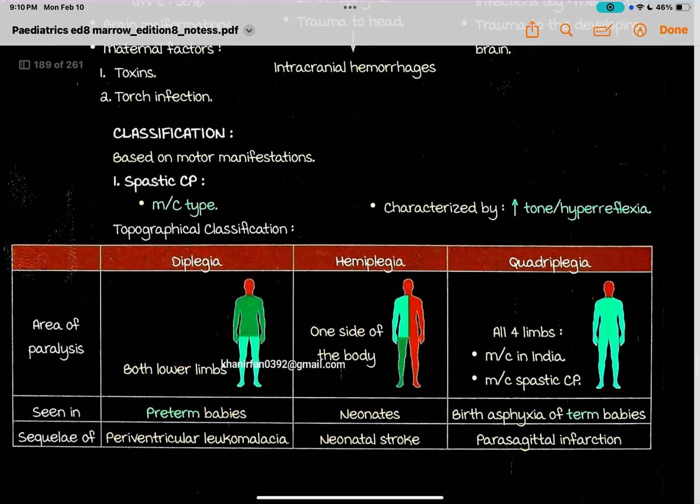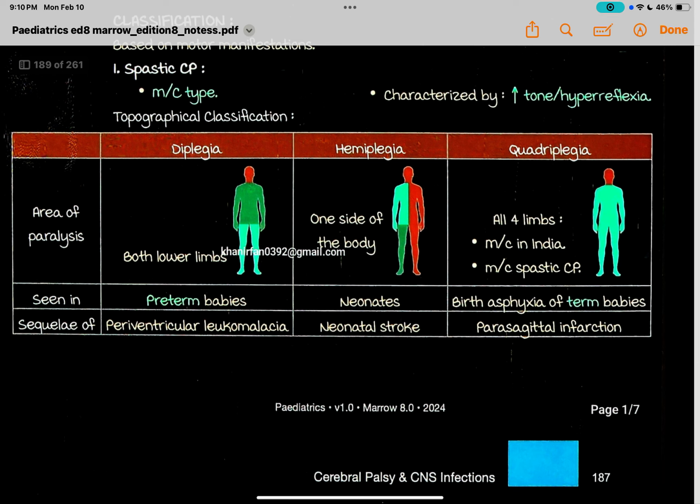Topographical classification, area of paralysis: diplegia, both legs; hemiplegia, one side of the body; quadriplegia, all four limbs, which is most common in India and most common spastic cerebral palsy. Both lower limbs, diplegia, is seen in preterm babies. One side of the body is seen in neonates, and birth asphyxia of term babies can lead to quadriplegia.